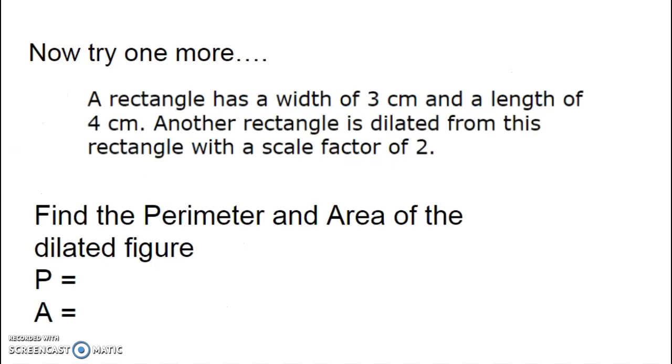Let's do one more. A rectangle has a width of 3 centimeters and a length of 4 centimeters. This shape is dilated with the scale factor of 2. Find the perimeter and the area of the dilated figure. So first you would need to figure out what the perimeter and the area of this are, and then dilate it by 2. Pause the video and then resume playing so you can check your answers. Hopefully you got the perimeter is 28 and the area is 48.